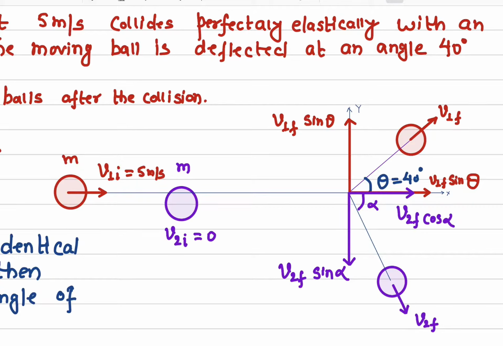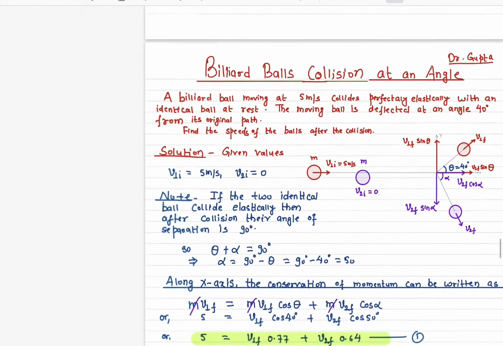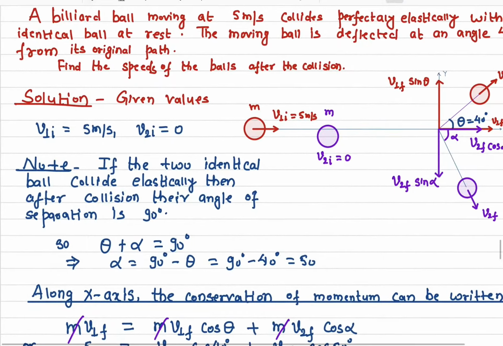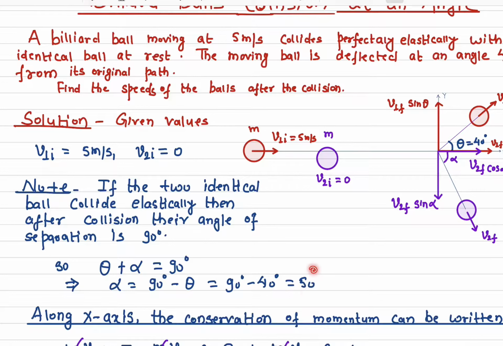So if this angle is 40 degrees, you know what this angle has to be now. What is it? 50 degrees. So this angle is 50 degrees. And remember, in order for this angle to be 90 degrees, the mass of the two balls has to be equal, and this has to be an elastic collision. Okay, so we have already calculated this one to be 50 degrees.